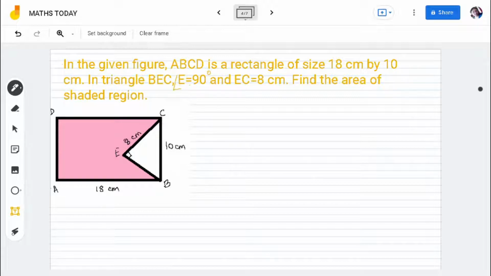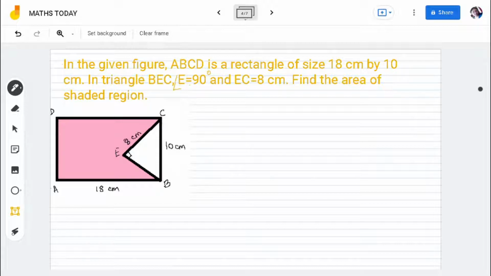So what idea can we use here? We can see here that for finding out the area of this pink region, first of all, we will find out the area of the whole rectangle. And from the whole rectangle, if we subtract this triangle, then we will get the area of the pink shaded area. So the same thing we are going to apply.